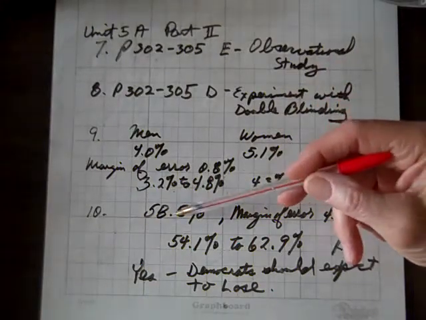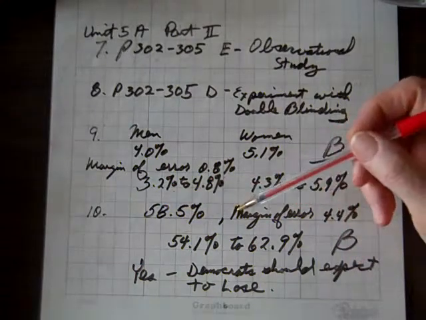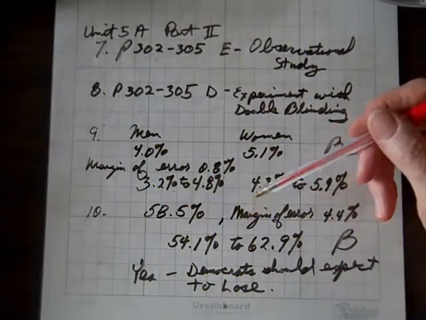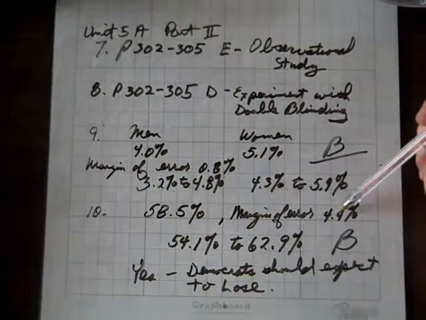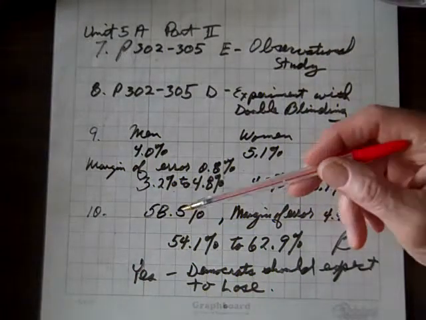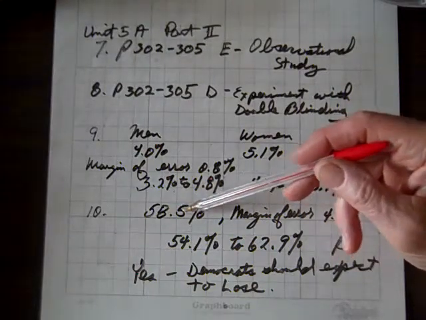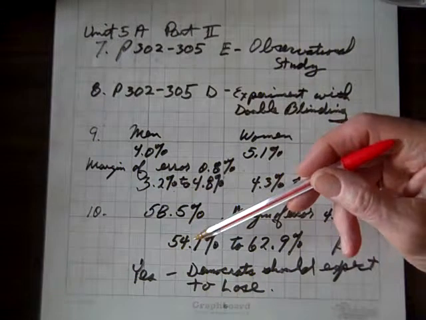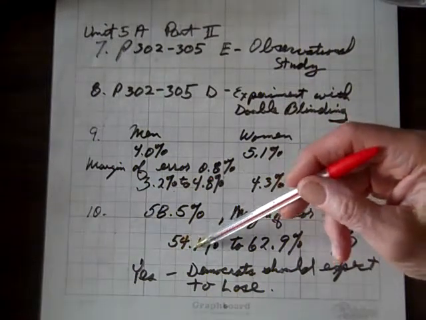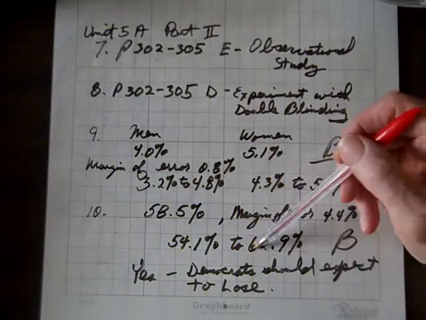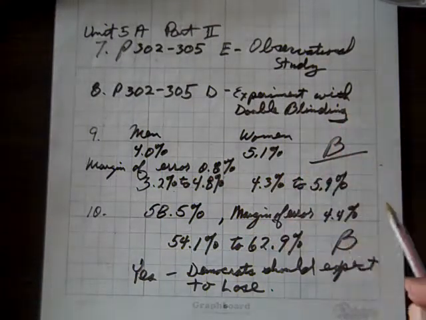so the survey said that 58.5% would choose a Republican, or the Republican. The margin of error is 4.4%. If we add and subtract 4.4% to 58.5%, we run into an interval from 54.1% to 62.9%. So our choice is B.